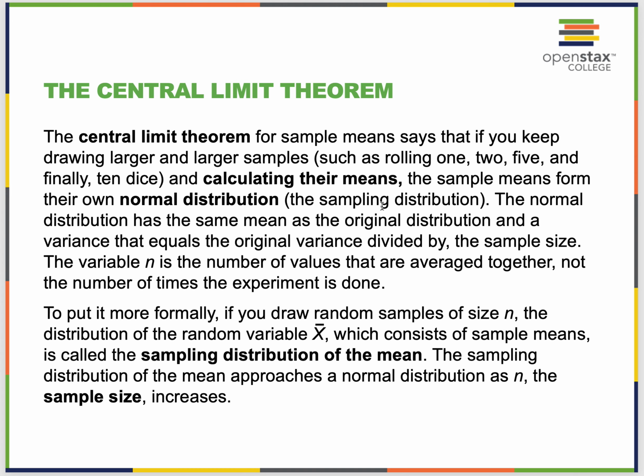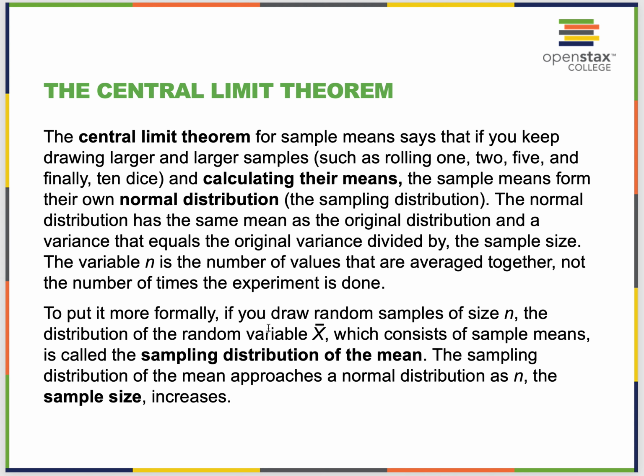The normal distribution has the same mean as the original distribution and a variance that equals, remember, variance is the standard deviation squared, the original variance divided by the sample size. So variance is easier. If we went by variance instead of standard deviation, it's just the original variance, sigma squared divided by n. If we want the standard deviation, we take the square root of that. That's why you get sigma divided by the square root of n.